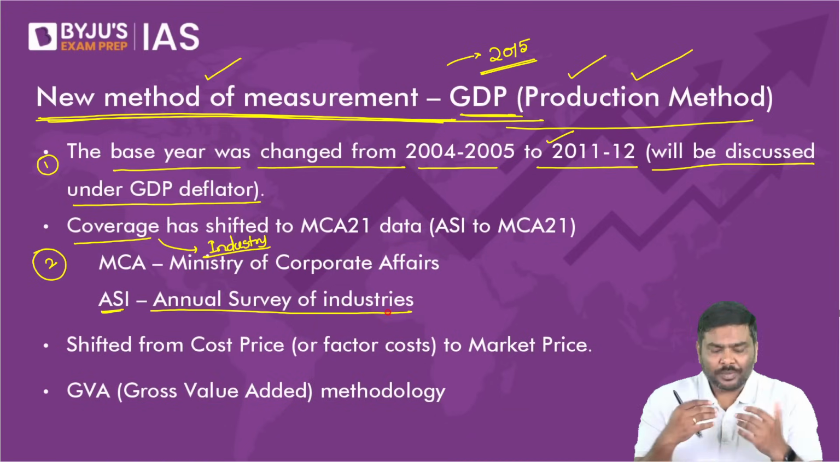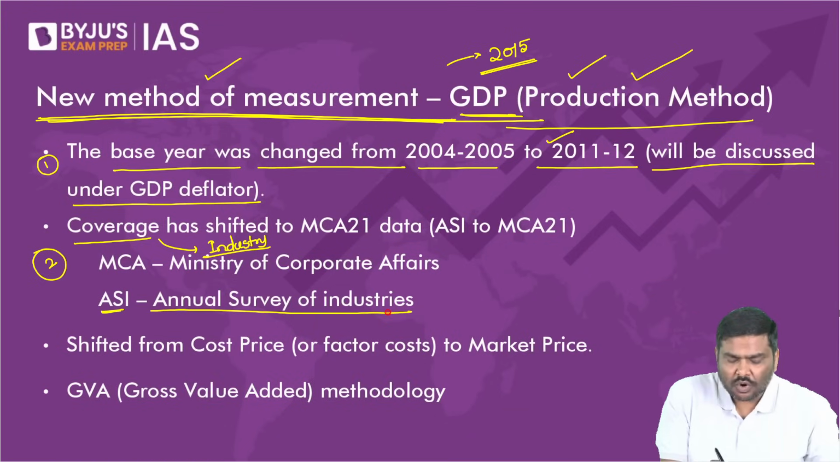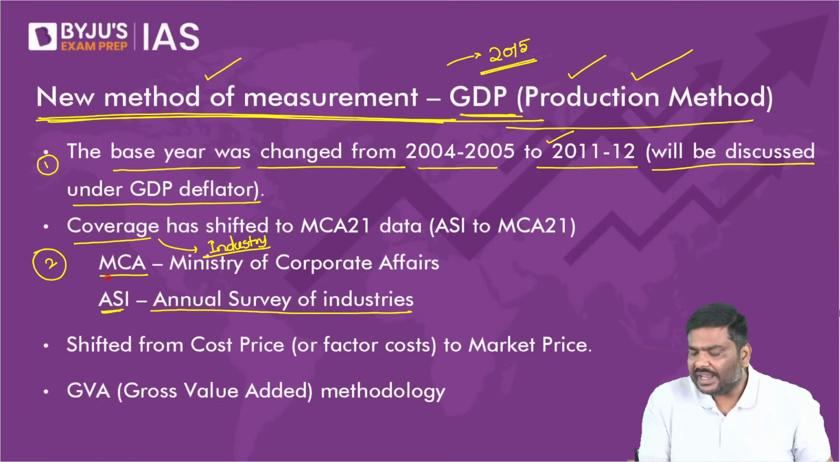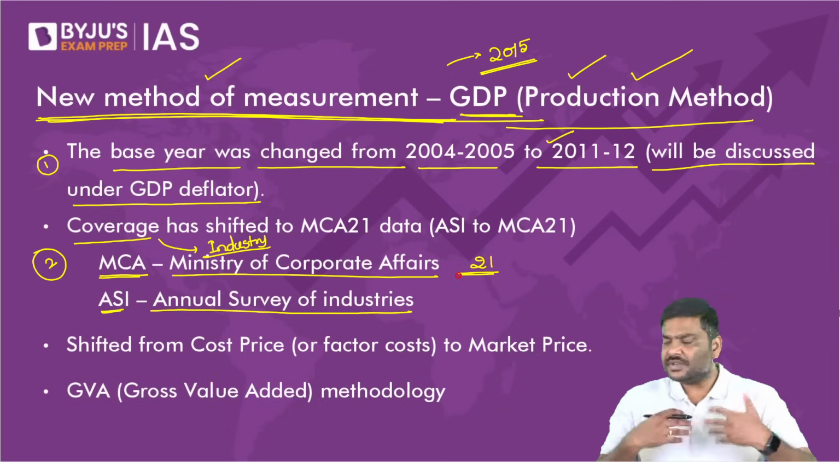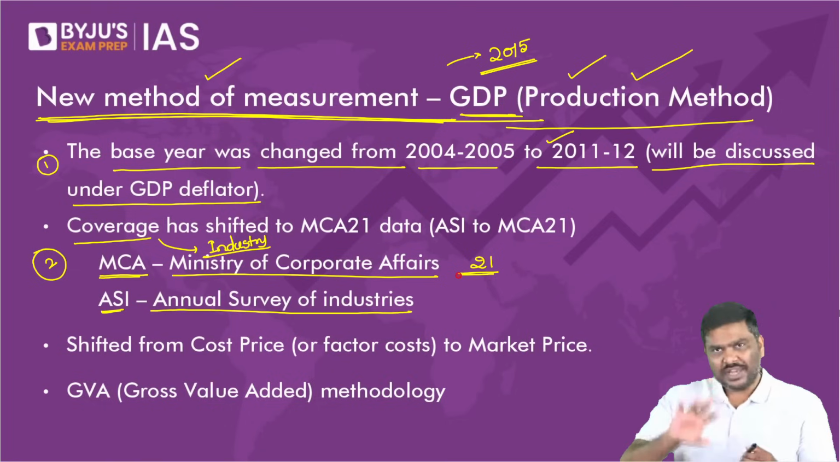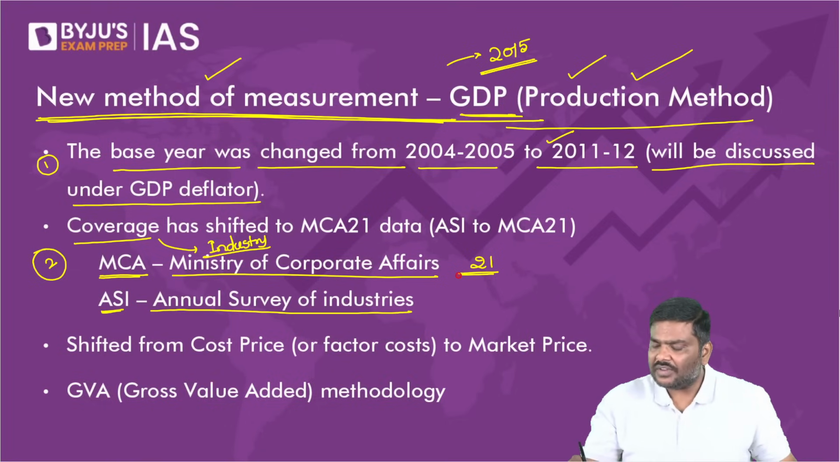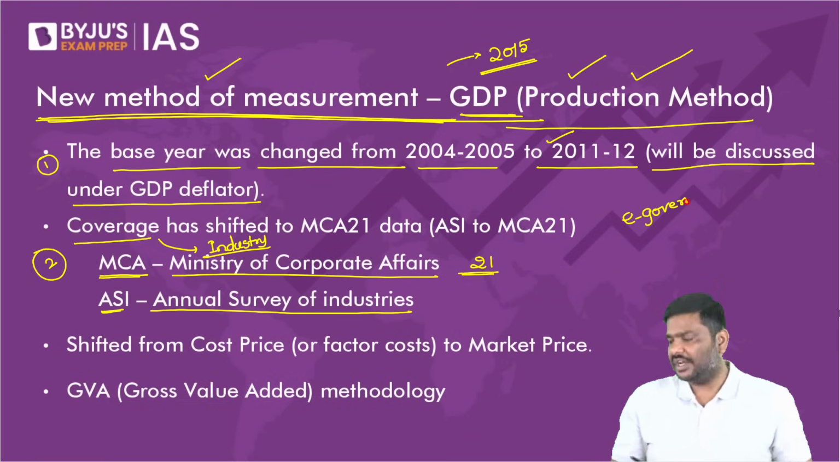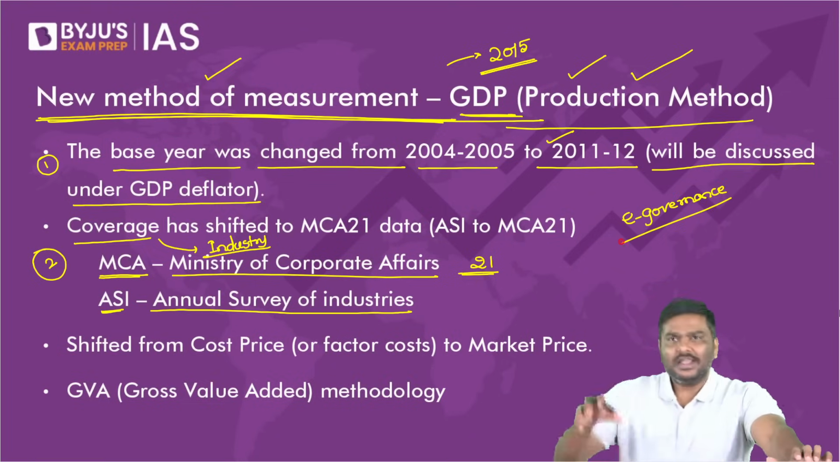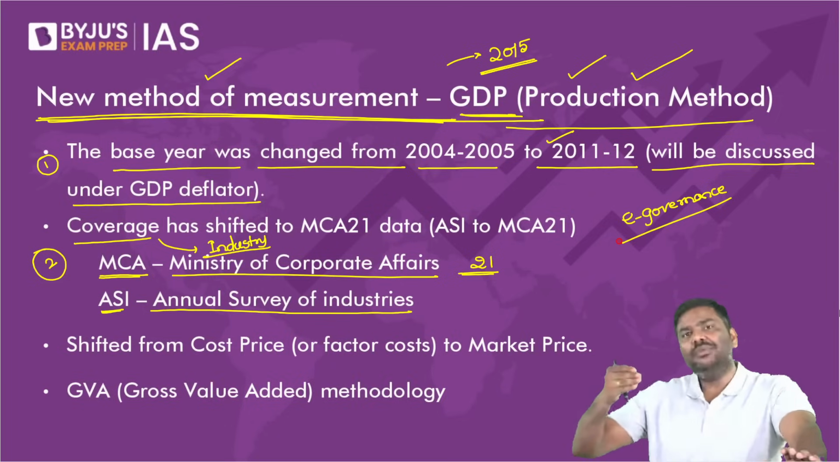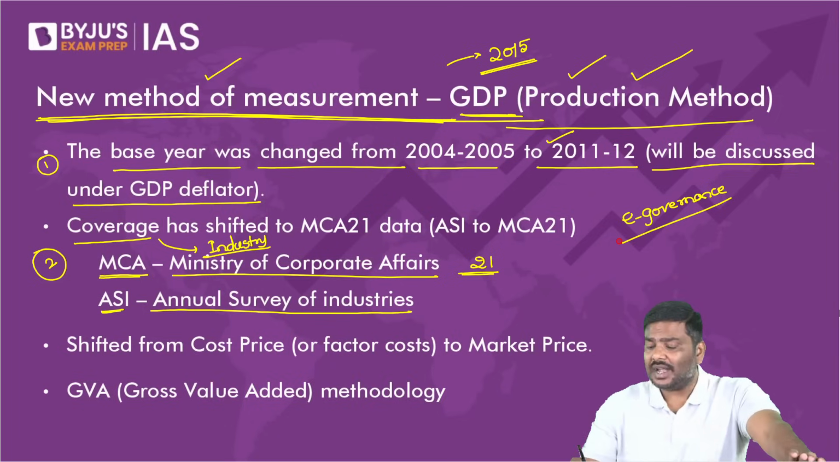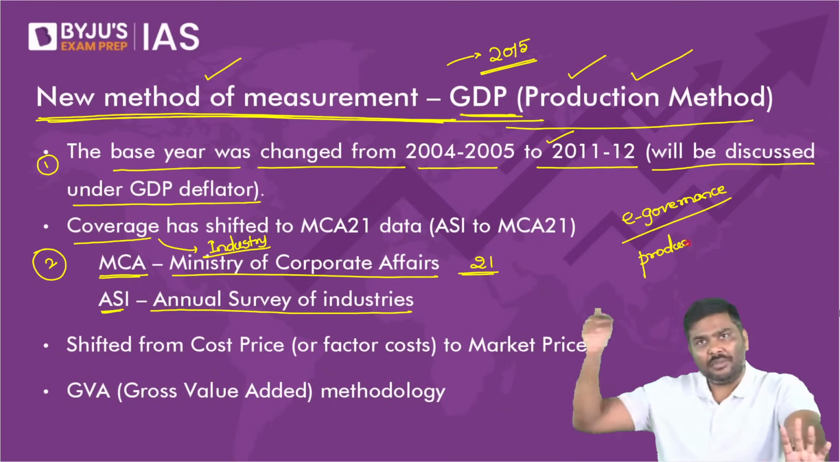We used to conduct surveys and collect the data through the Annual Survey of Industries. Now, under the new methodology, we have shifted to a new system called MCA 21, Ministry of Corporate Affairs 21. Now, what is this? MCA 21 is a type of e-governance initiative. The Government of India has identified around 5 lakh companies, and these companies will have to submit their production data themselves to the Government of India.